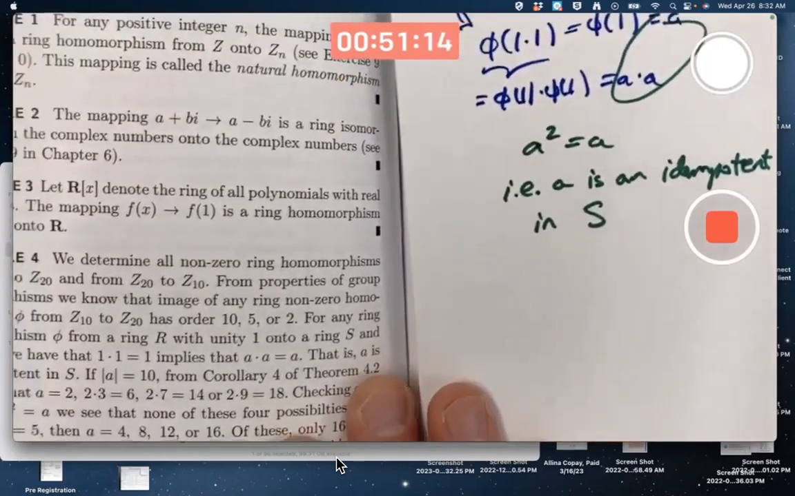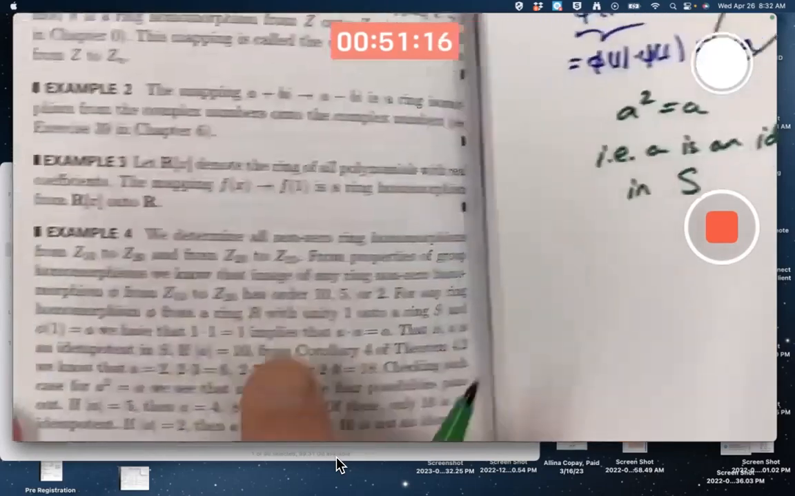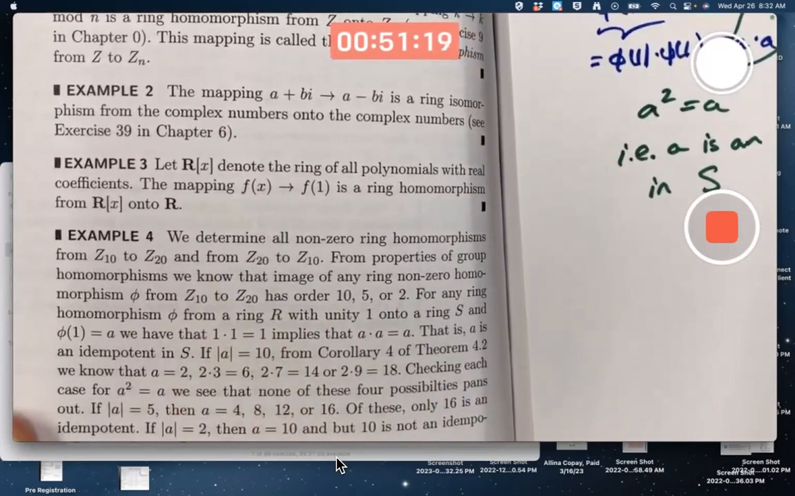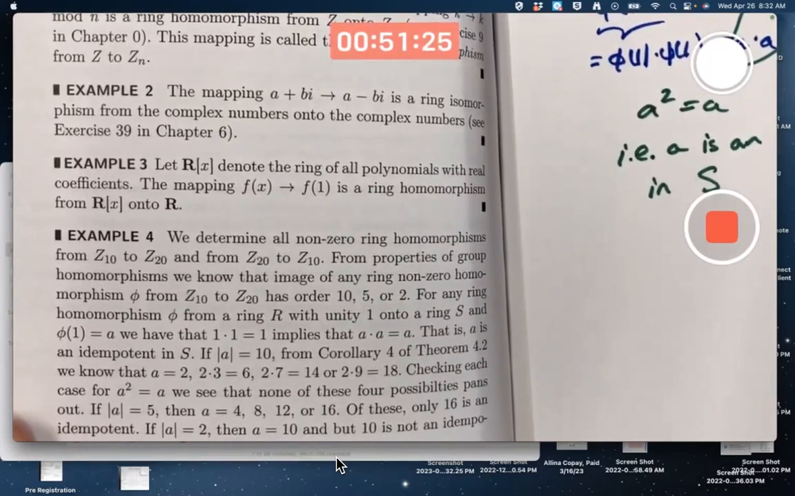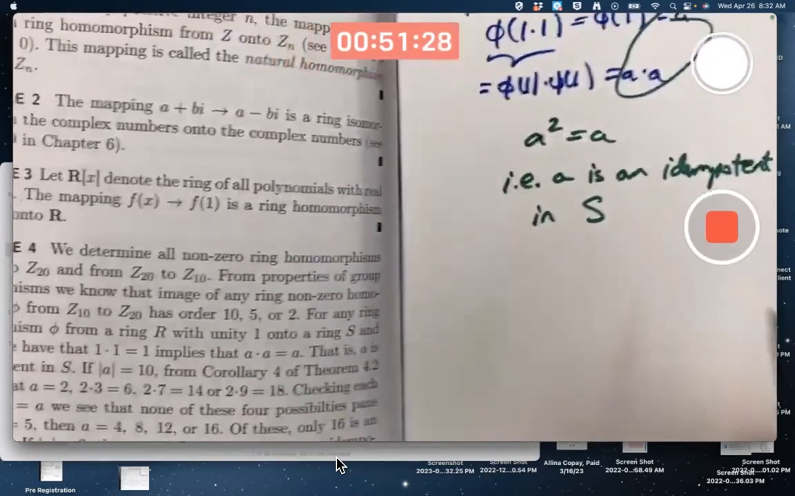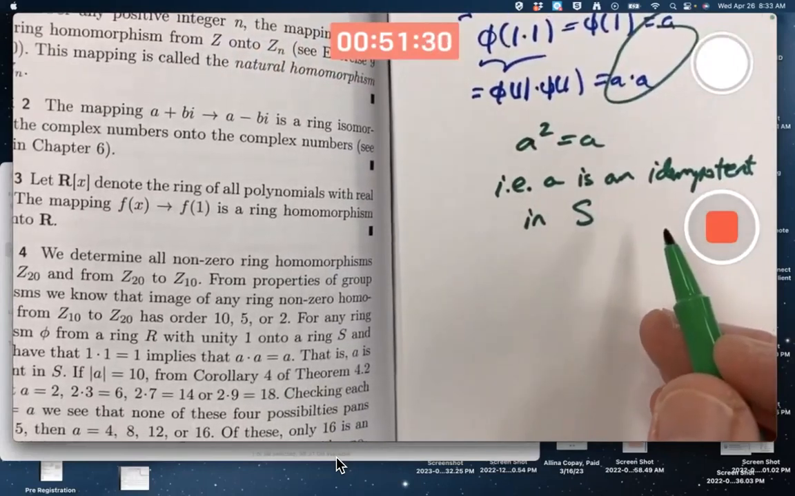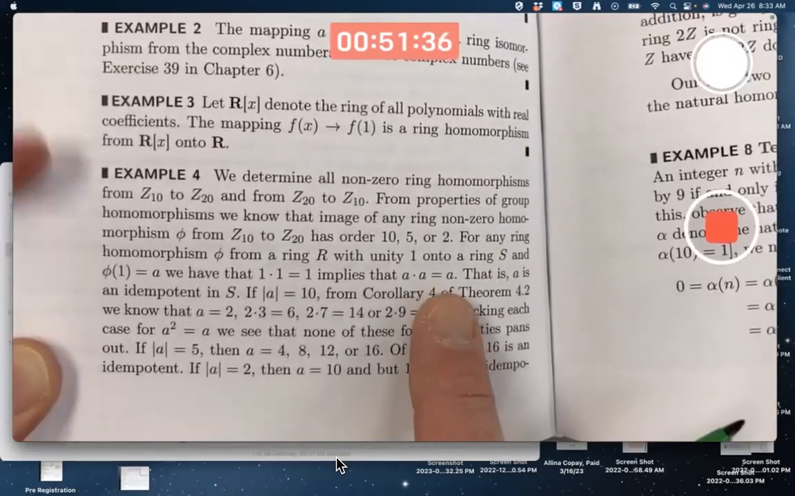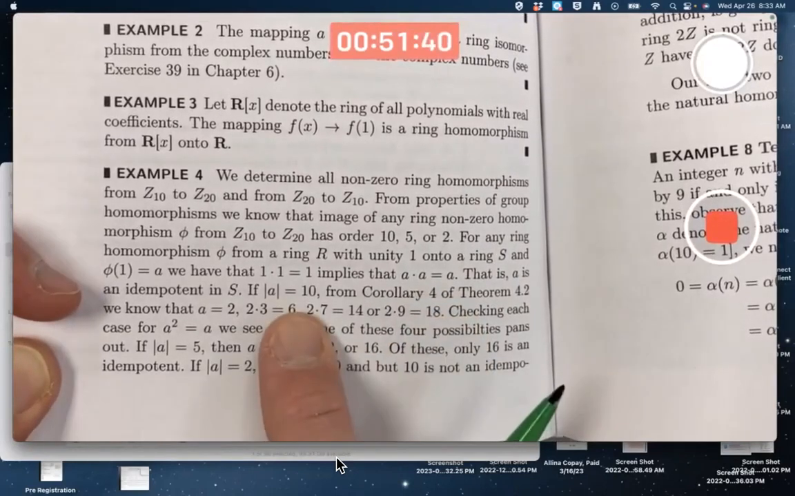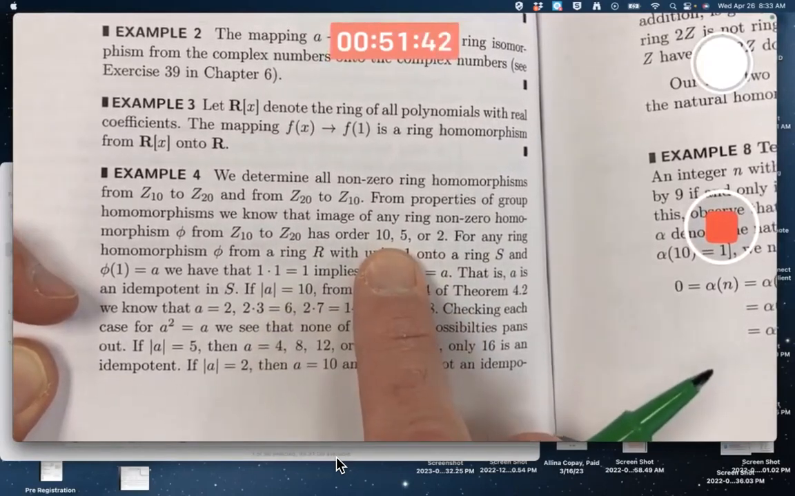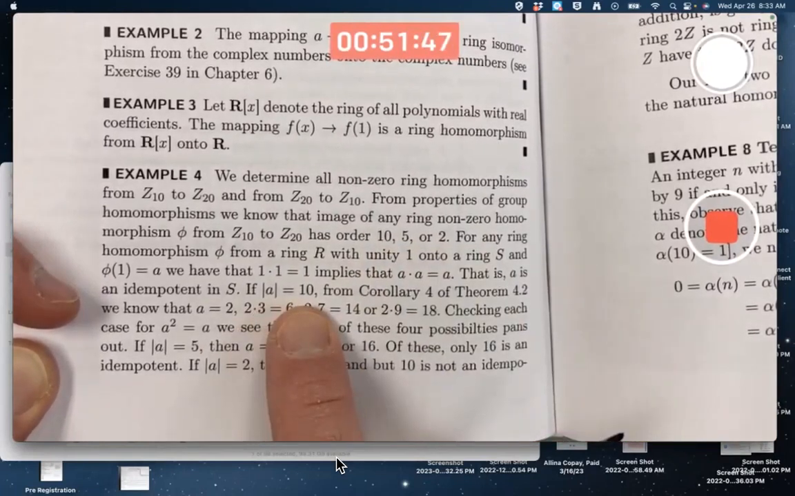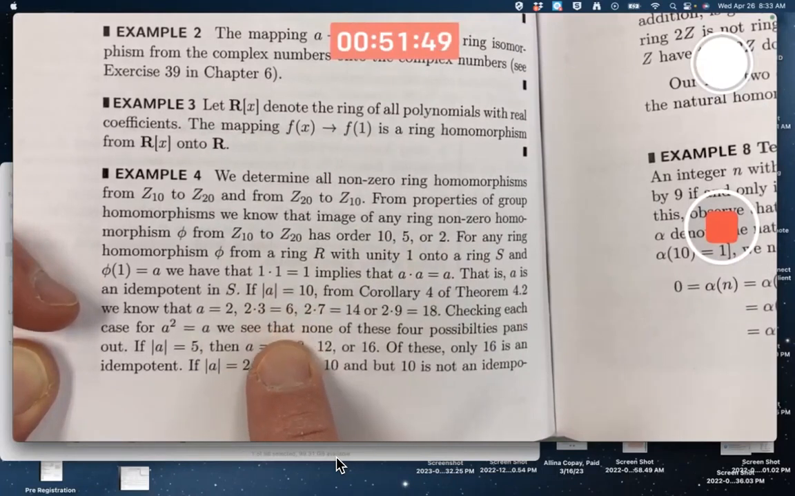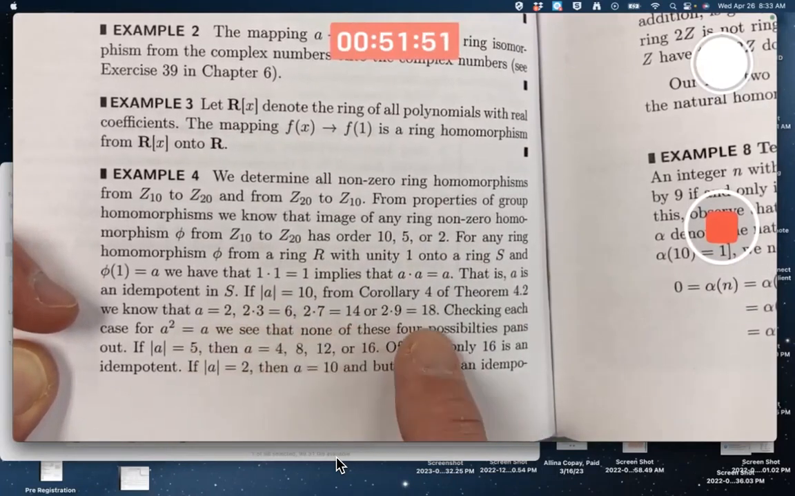But there are rings that are not integral domains. In particular, both Z10 and Z20 are not integral domains. Right? 10 and 20 are not prime. Z10 and Z20 have zero divisors. And they also might have idempotents that are not 0 or 1. Let's see. Yeah, A must be an idempotent in S. Now we consider cases. What if the order of A is 10 or 5 or 2? If the order of A is 10, then A must be 2, 6, 14, or 18.